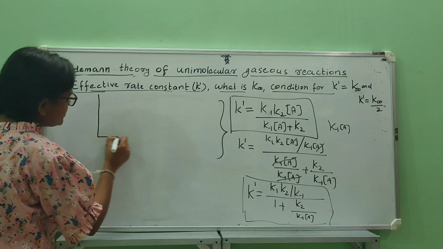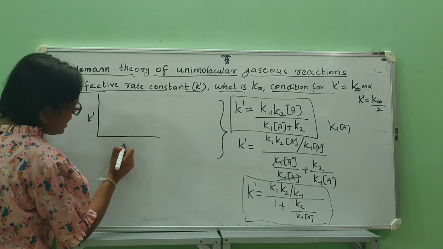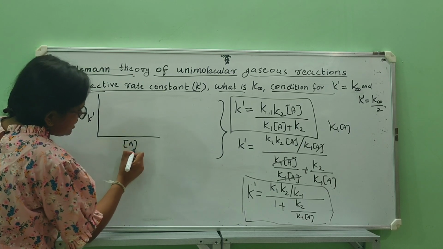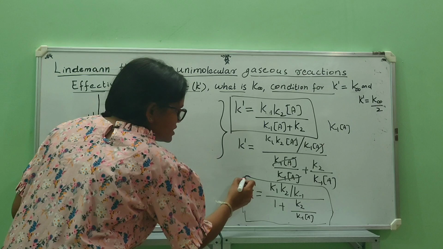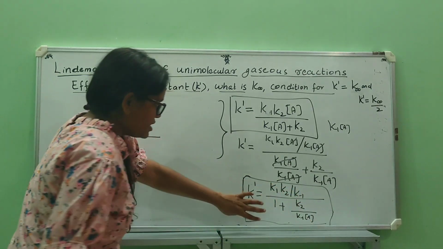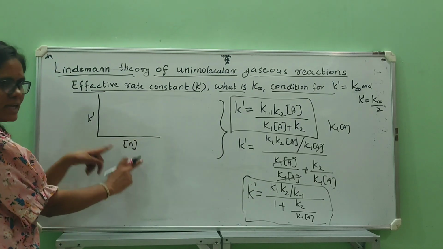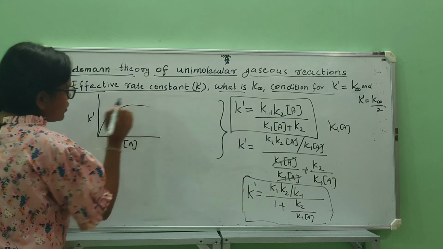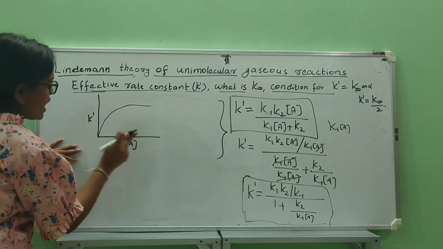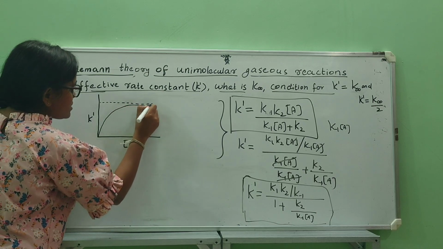Let us draw a graph between K dash and A. This is the concentration of gas. So we know that this equation is similar to the equation of hyperbola. So the graph between K dash and A is a hyperbolic curve. Okay. So at high concentrations, we see that the rate becomes constant.